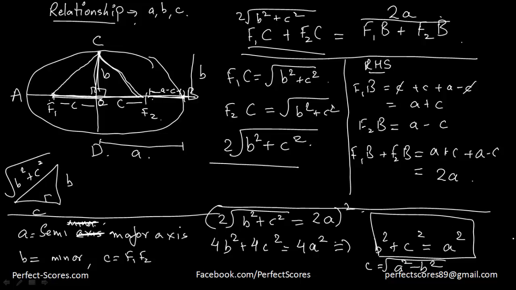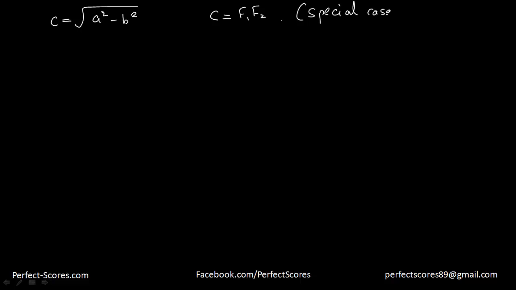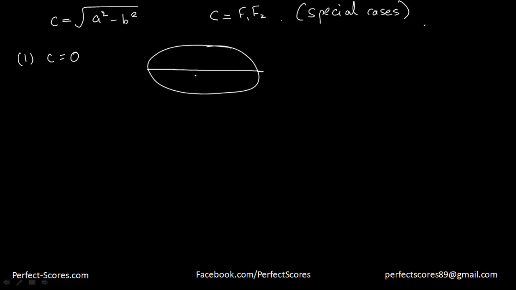Now let's try to utilize this expression, that is c is equal to under root of a square minus b square, and c over here is the distance between two focus points. So let's talk about some special cases for an ellipse. Let's say that if c is equal to 0 in an ellipse, you already know that this is the focus point 1 and this is the focus point 2.